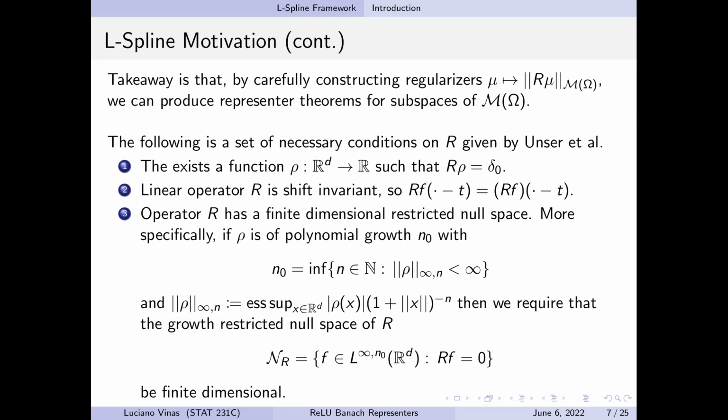This is that very important function we're going to be using. So we are going to first measure the polynomial growth of this Green's function and call that n naught, right? Where we're basing it off this norm here, which again quantifies the polynomial growth of the Green's function. And then we're going to call NR the growth restricted null space of R, and it looks at all functions where this norm here is less than infinity, and RF, so R applied to the function, is 0.